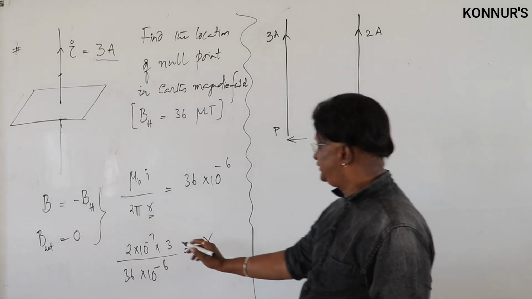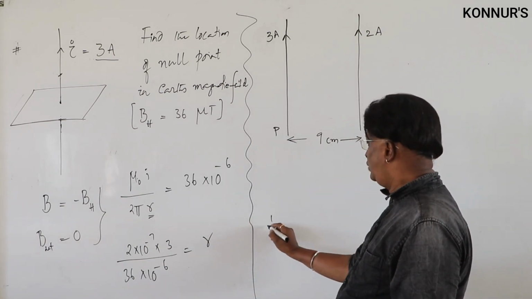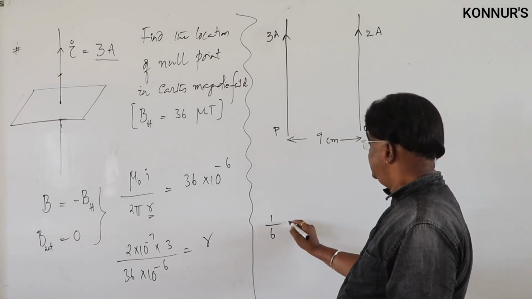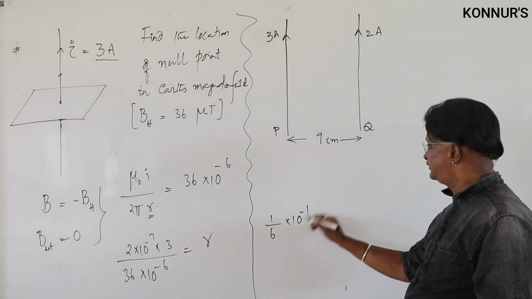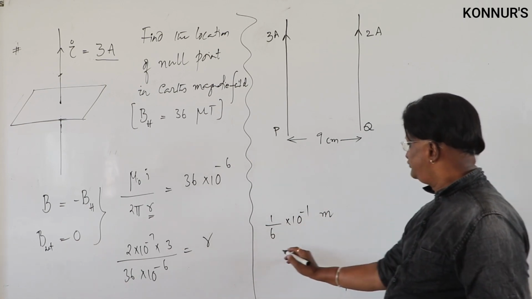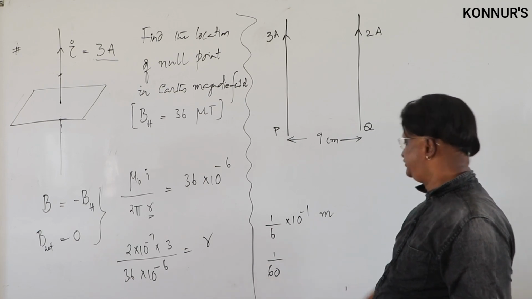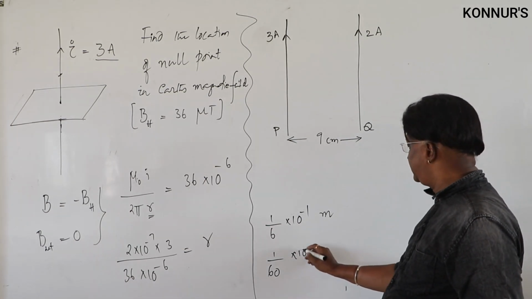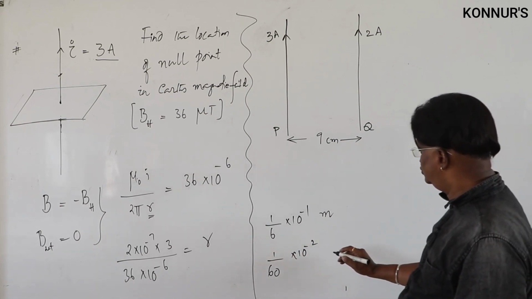So what you will find, that 36. So the answer is 1 by 6 into 10 raised to minus 1. This is all in meters. We have substituted. Therefore, shall I write it as 1 by 60 if I write it, it becomes 10 raised to minus 2.